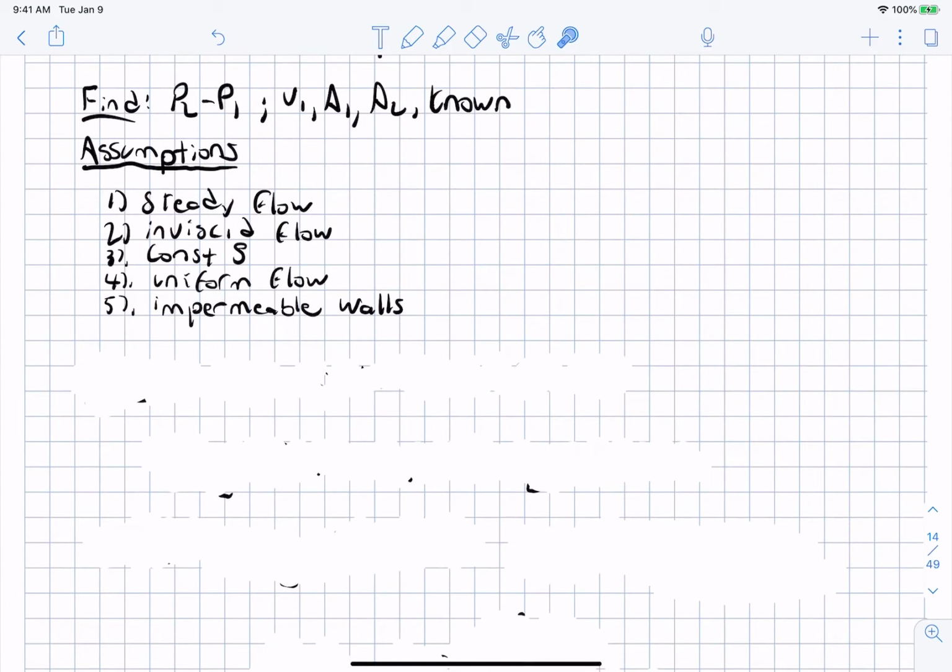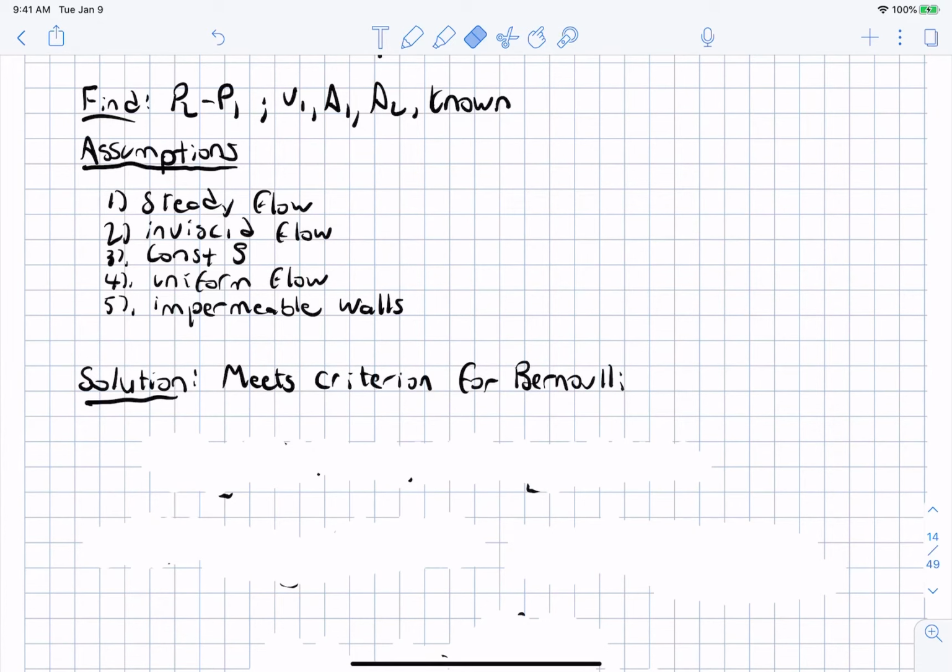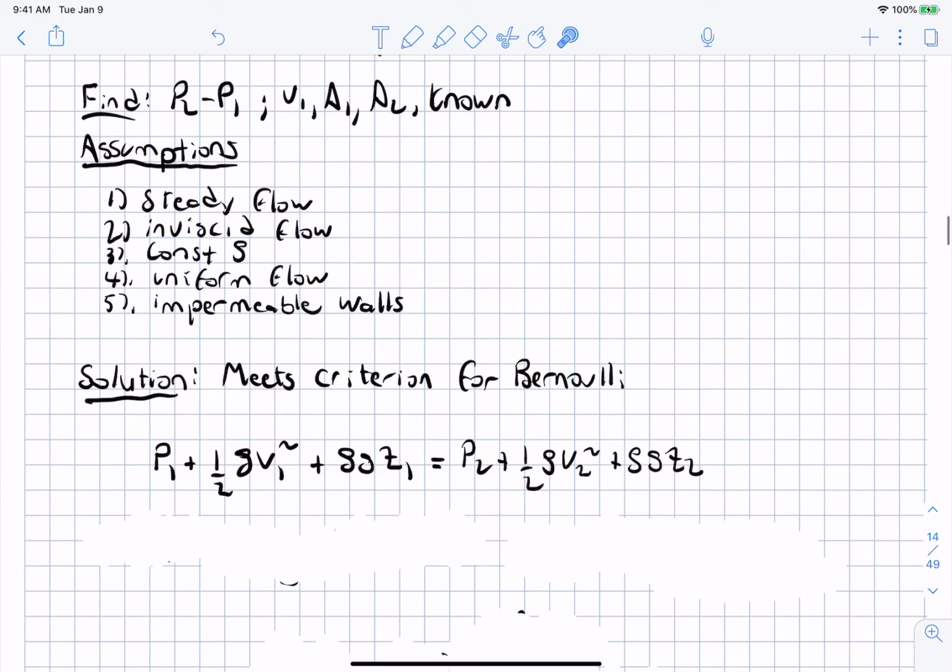Okay, so now we can really start with the solution. We're looking for a pressure difference, and we meet the 4 criteria for Bernoulli, so we can apply Bernoulli. Bernoulli states that P1 plus 1/2 rho V1 squared plus rho g Z1 is equal to P2 plus 1/2 rho V2 squared plus rho g Z2. And these two are at the same elevation, so we can cross them out.